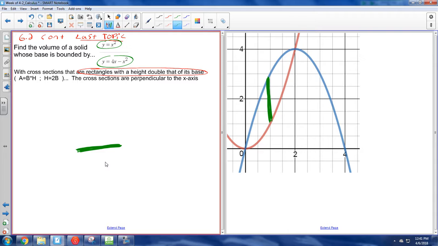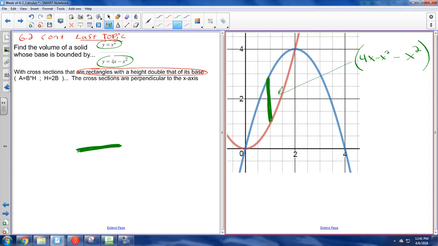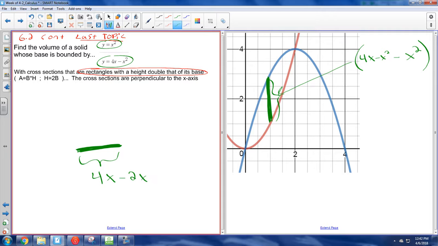So can somebody tell me what's on top? Okay, perfect. No, because x squared is this one. This is x squared, right? So it's 4x minus x squared. Top minus bottom. That is the length of the green line. So this green line has that length, and therefore this green line has the length of what? The same, right? So I'm going to simplify: 4x minus 2x squared.